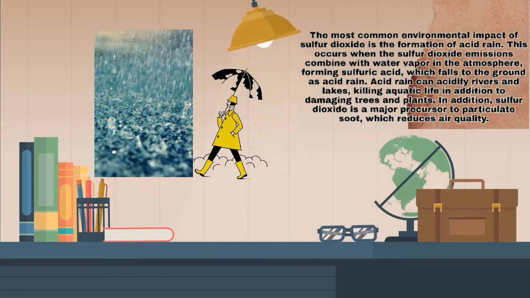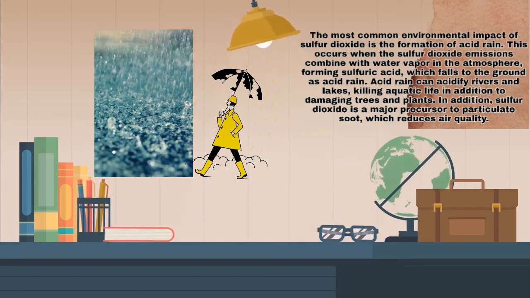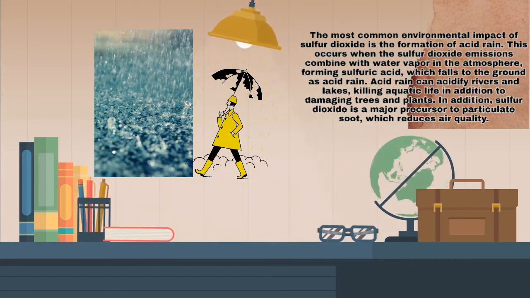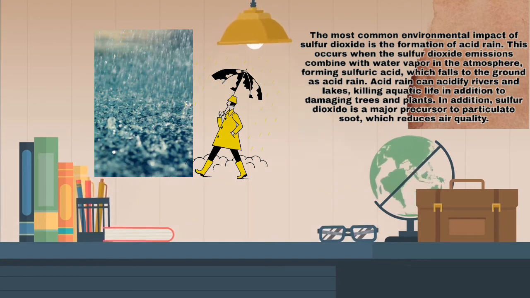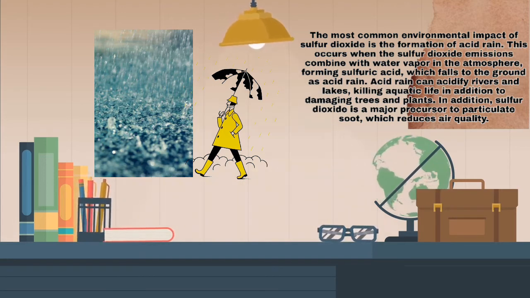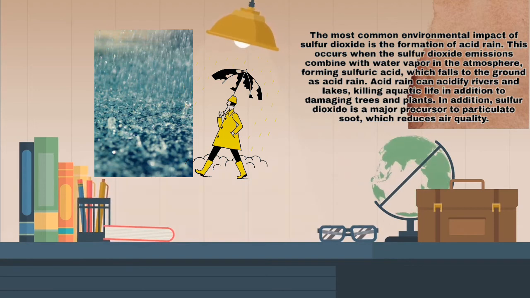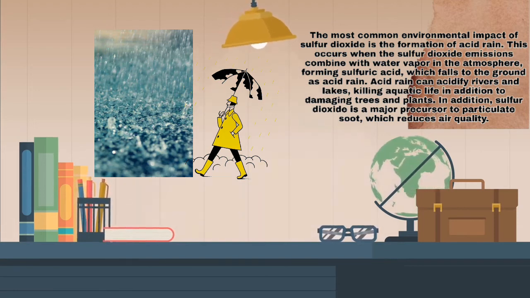The most common environmental impact of sulfur dioxide is the formation of acid rain. This occurs when sulfur dioxide emissions combine with water vapor in the atmosphere, forming sulfuric acid, which falls to the ground as acid rain. Acid rain can acidify rivers and lakes, killing aquatic life in addition to damaging trees and plants. In addition, sulfur dioxide is a major precursor to particulate soot, which reduces air quality.